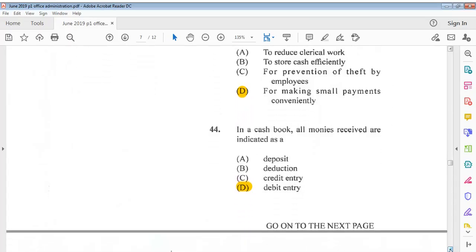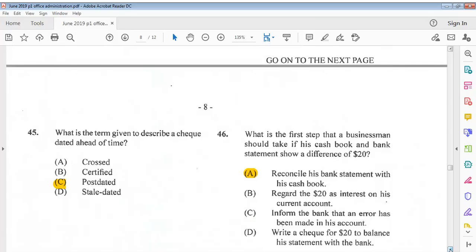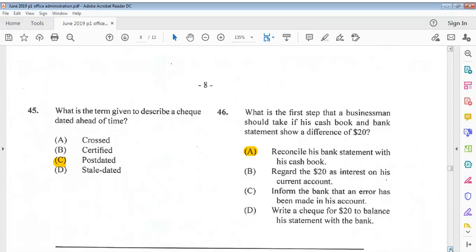Let's move to question number 44. In a cash book, all monies received are indicated as A, deposit, B, deduction, C, credit entry, or D, debit entry. It would be debit entry in the cash book. Let's move on to number 45. What is the term given to describe a check dated ahead of time? A, crossed, B, certified, C, post dated, or D, stale dated. We know it would be post dated.